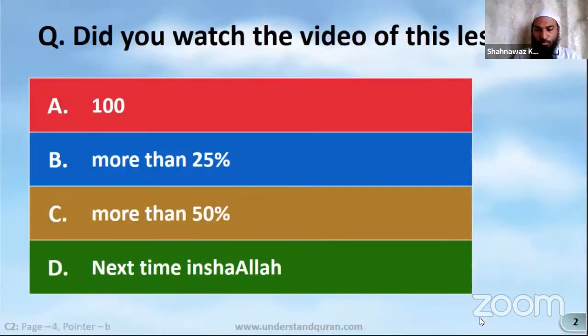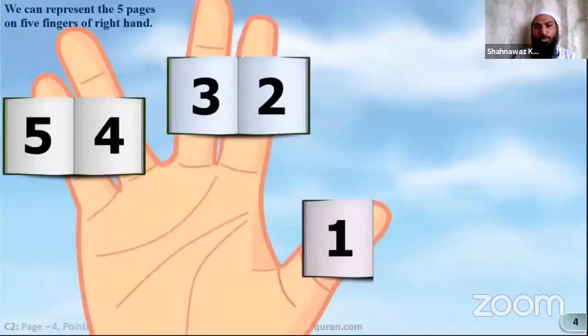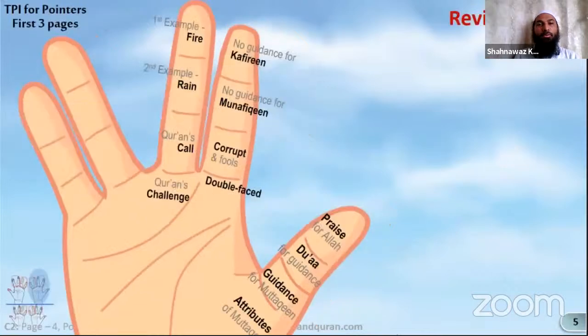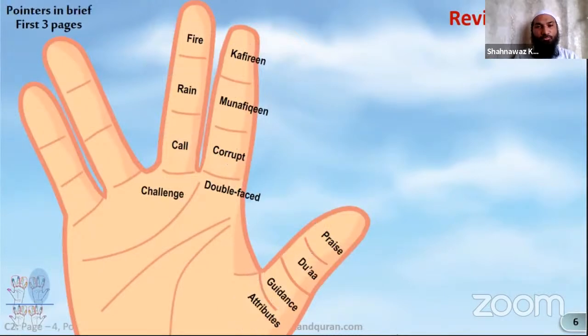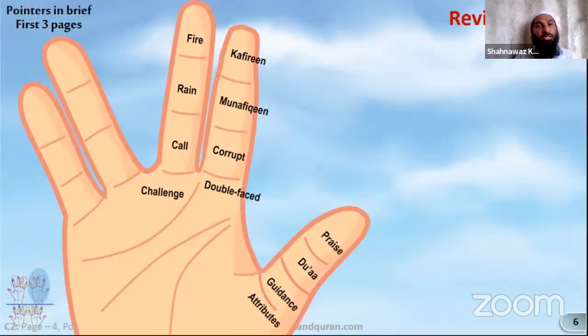So this is the repeat slides. We have been seeing that we are studying the first 5 pages, and alhamdulillah, we are on the fourth one now. And the pointers and how the pages are divided on the fingers, and the examples that we have taken on the first 3 pages for the short revision. Pointers will be praise to Allah, dua for guidance, guidance for the muttaqin, attributes of the muttaqin, then no guidance for the kafirin, no guidance for the munafiqin, about the corrupt fools and about the double face. That's the second page. Third page was the example of the fire.